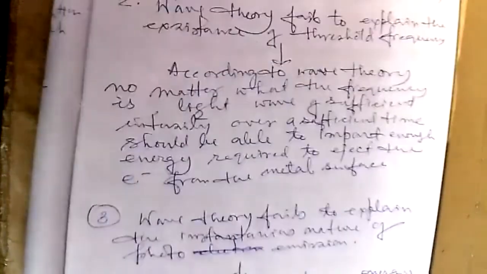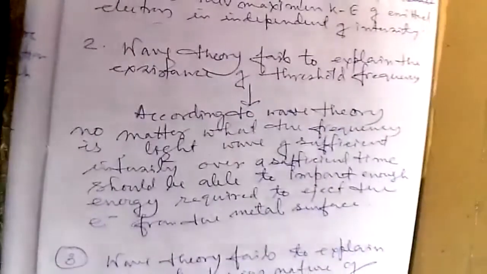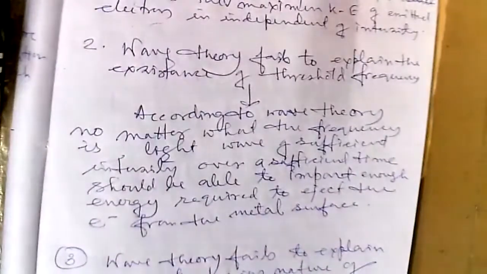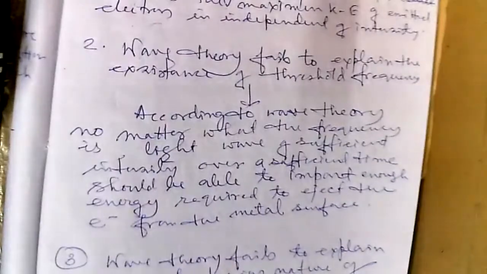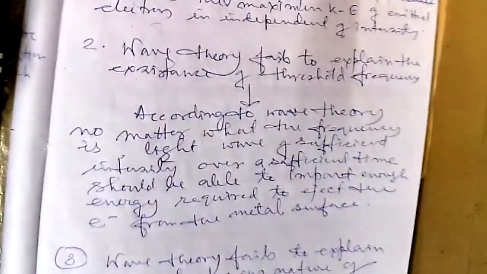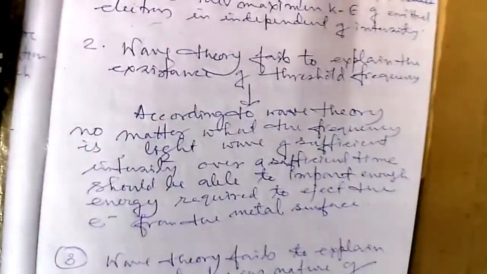Wave theory fails to explain the instantaneous nature of the photoelectric effect. According to wave theory, it will take finite time for the electron to get sufficient energy to overcome the potential barrier.